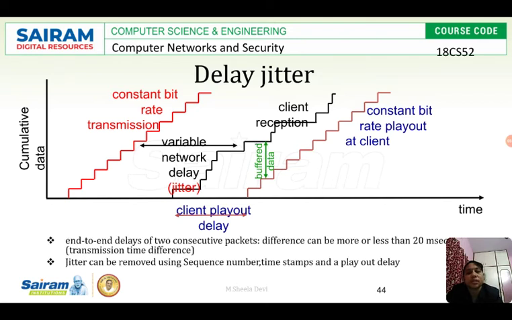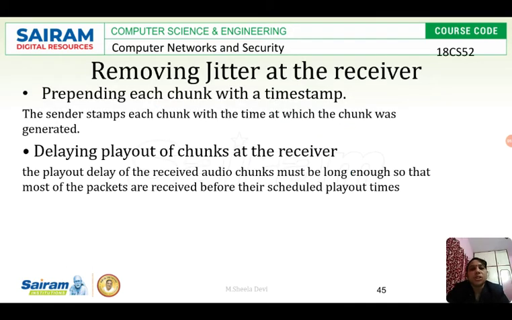See, the data will be buffered until the next packet comes. As I said, jitter is nothing but the end-to-end delay variation of two consecutive packets. The difference can be more or less than 20 milliseconds, but not more than that. Jitter can be removed using sequence number, timestamps, and a playout delay. So these are the ideas by which we can remove the jitter at the receiver.